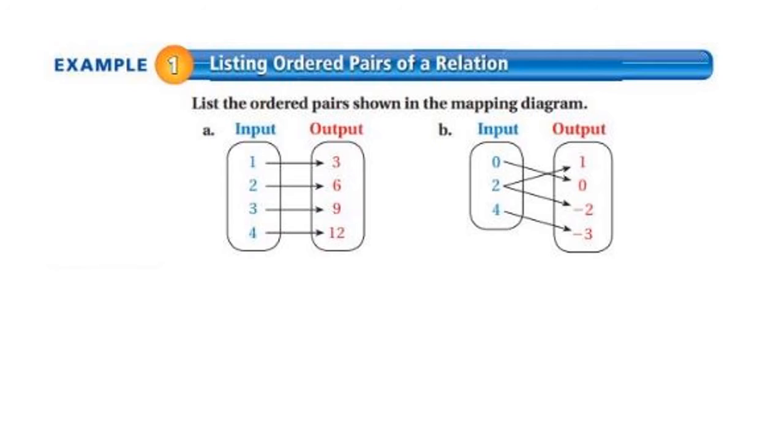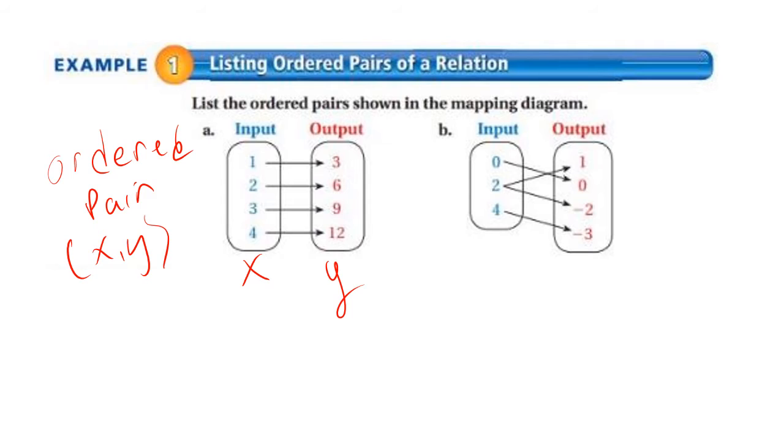For this first example, what they want you to do is just recognize that you can make ordered pairs from looking at a mapping diagram. Now remember, ordered pairs look like this. This is an ordered pair. You don't have to write this if you don't want to, but it looks like this. Now these are also represented by the inputs and the outputs. So let's create the ordered pairs that are represented by these mapping diagrams.